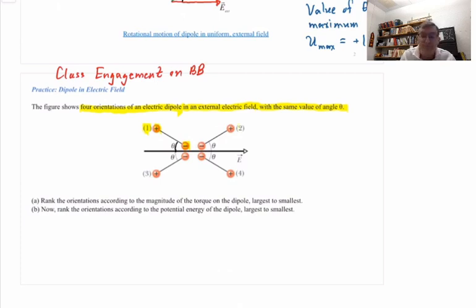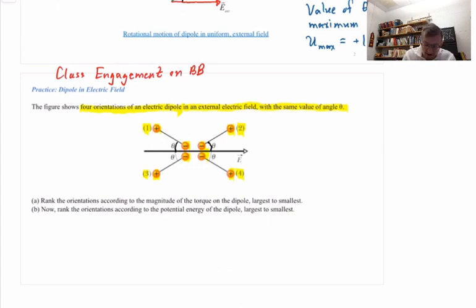Here's dipole 2 with the plus charge up here and the negative charge down here, and the angle theta that they're measuring this way is still theta. Still same as the other one. Dipole 3 is down here, plus charge there and the negative charge there, same theta. And dipole 4 is down here, with the plus charge there, the negative charge there, same theta. They're all immersed in this same electric field, E, which you can see, uniform field, points to the right.